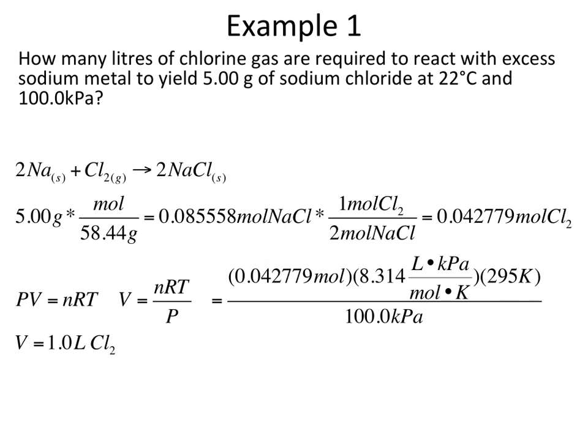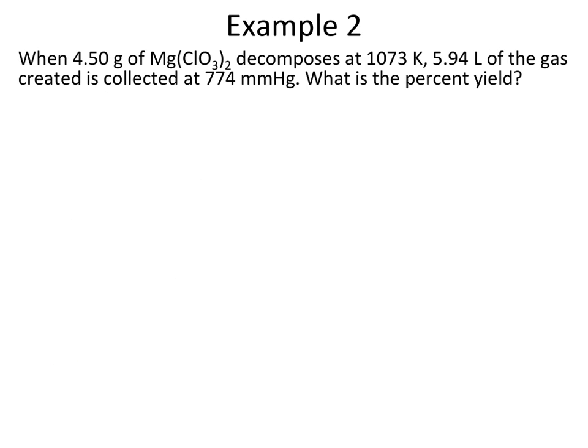Once again, we started off with a balanced equation that includes the states, and we had 5 grams divided by the molar mass of NaCl, and then we multiplied by the mole ratio, again from our balanced equation. We got this many moles of Cl2, and we adjusted our equation to solve for V, and with 2 significant digits, we had 1 liter of Cl2.